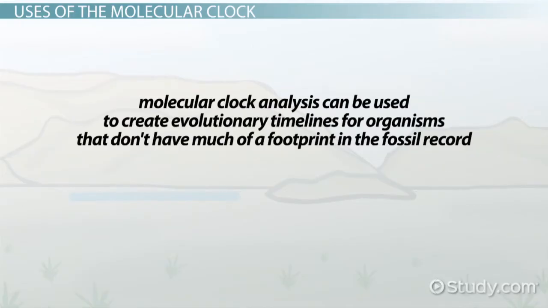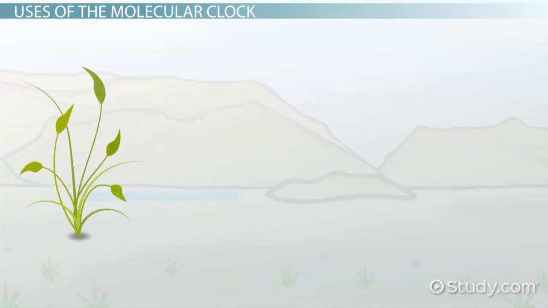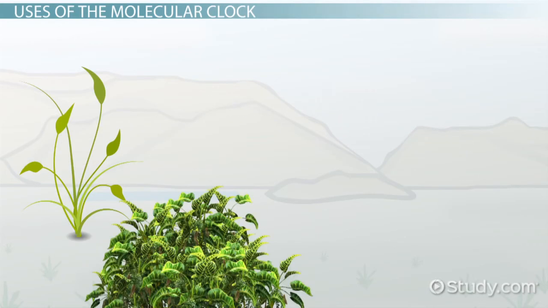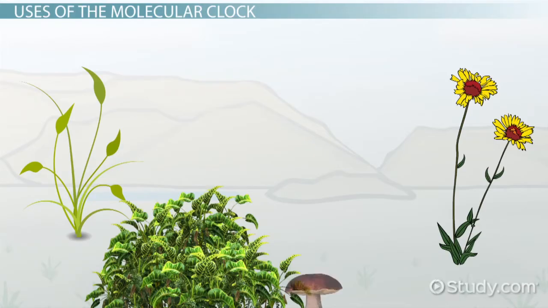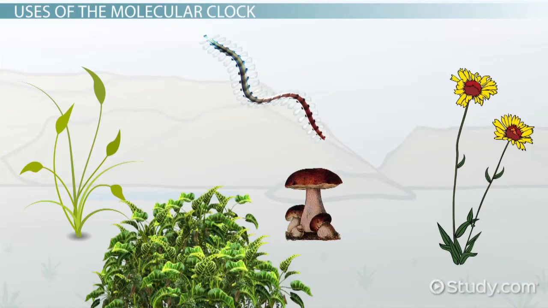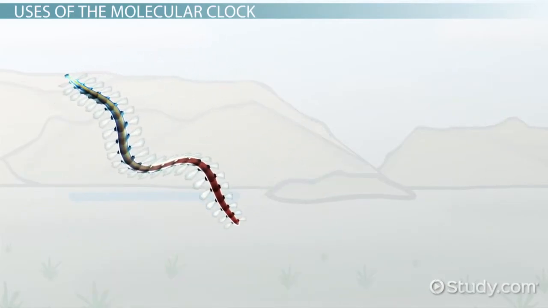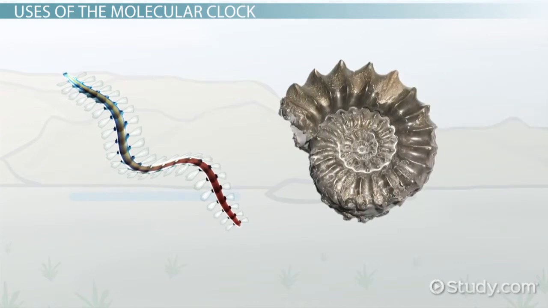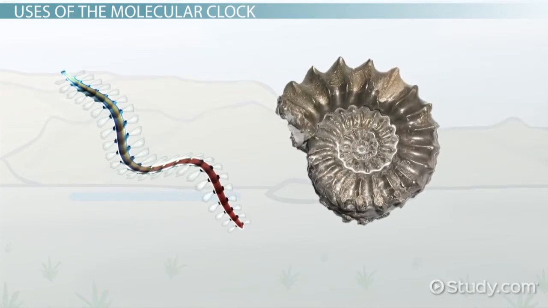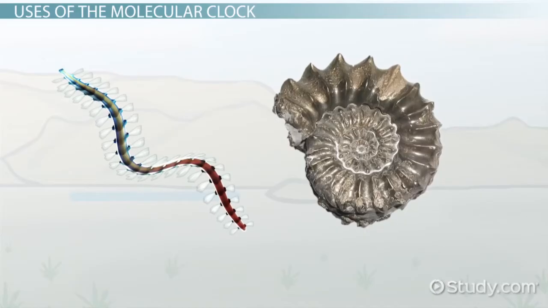Molecular clock analysis can be used to create evolutionary timelines for organisms that don't have much of a footprint in the fossil record. Many plants, fungi, and soft-bodied animals don't leave behind fossils because they don't have the hard body parts to do so. Molecular clocks to the rescue. For these guys, we can use the molecular clocks of organisms that do leave behind fossils and make inferences about their genomic changes based on those that have given us a good record.